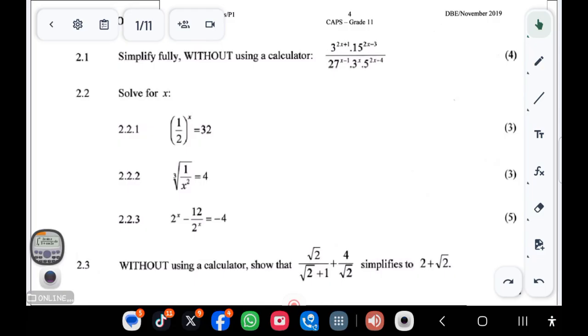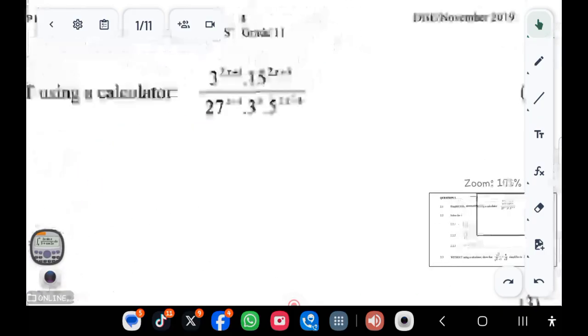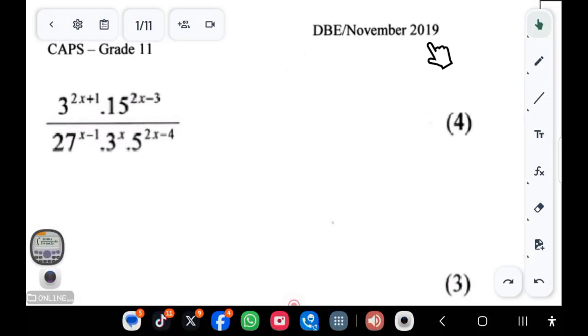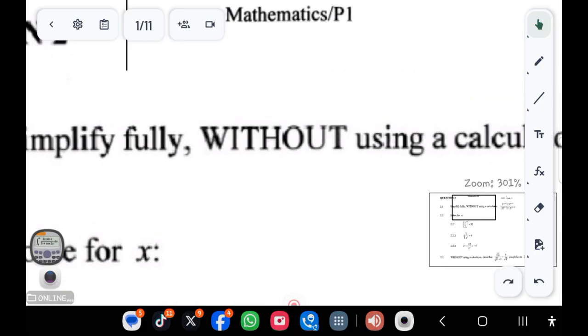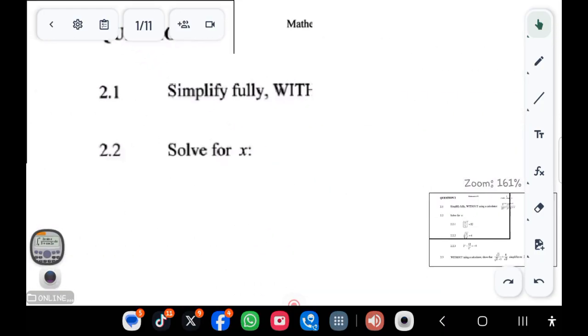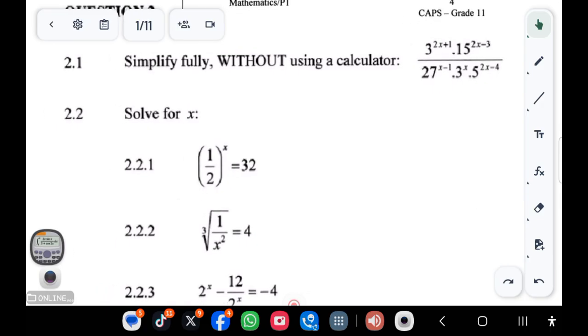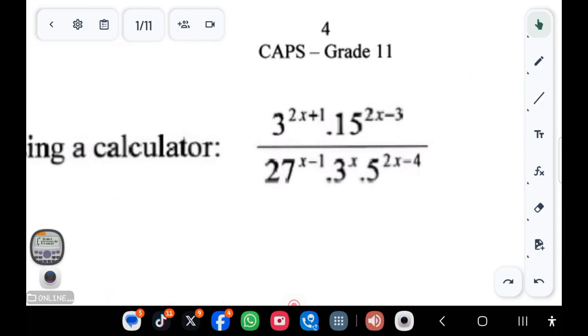And in this video, we're going to focus on questions from past papers that are specifically geared to solve surds and exponents. This question comes from the November 2019 paper from the Department of Education, and it was originally question 2 from that paper. 2.1 goes: simplify without using a calculator, and this is the question.